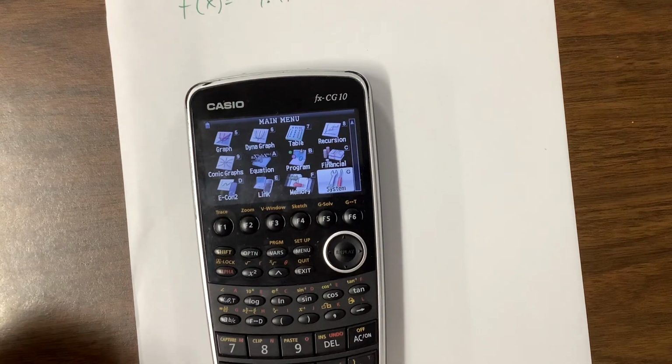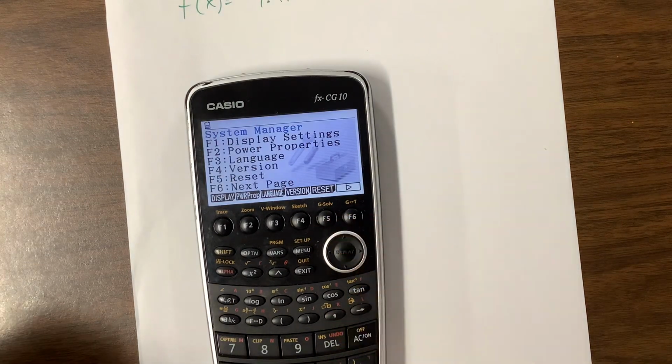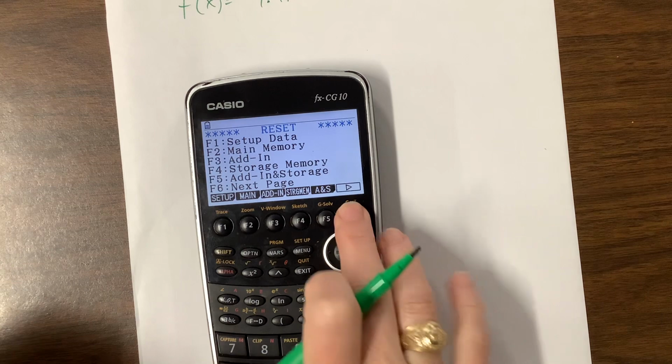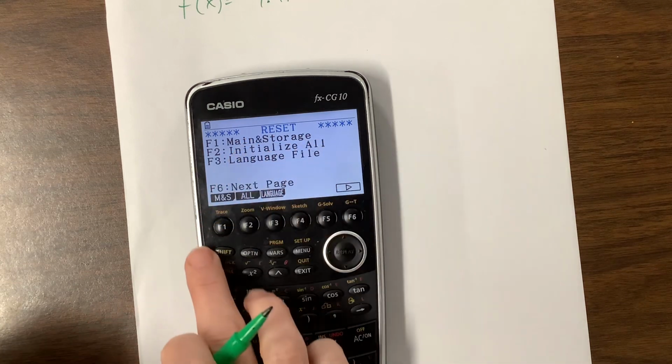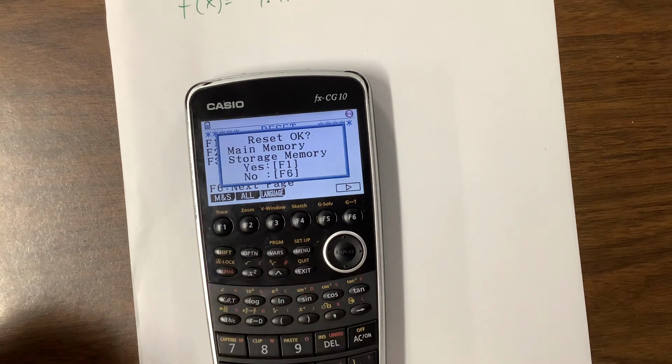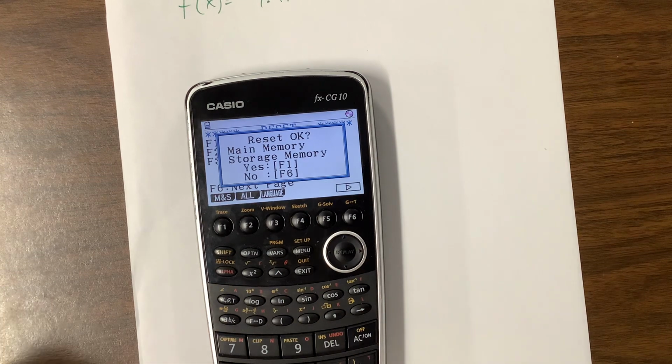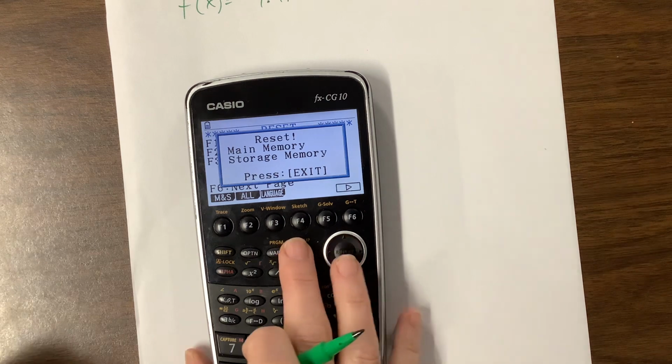So what I will have you do later in the year is come here to System, we go Reset, we come over, and we go Main and Storage, so F1 and F1. And when you take a test for me, I like to see this screen right here. So that'll just kind of get us a fresh start.